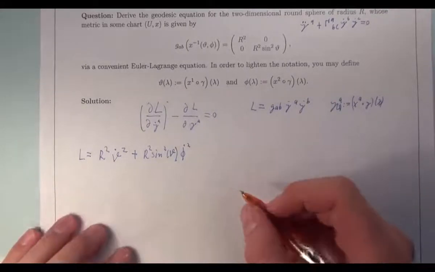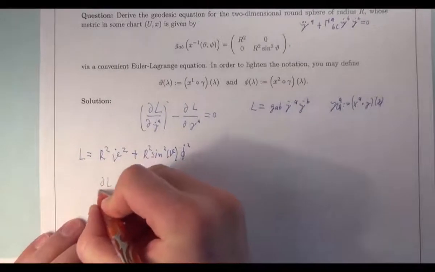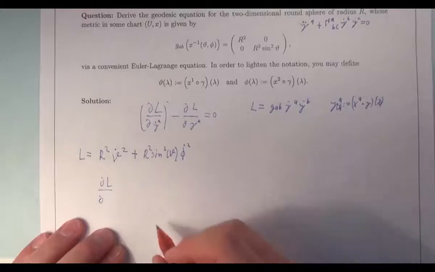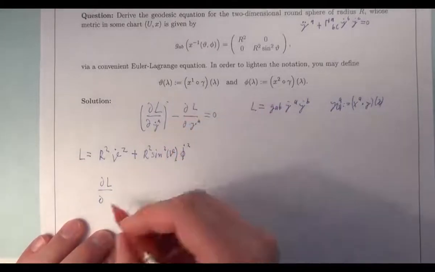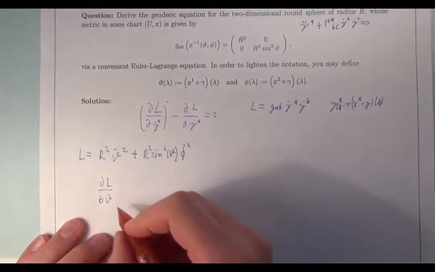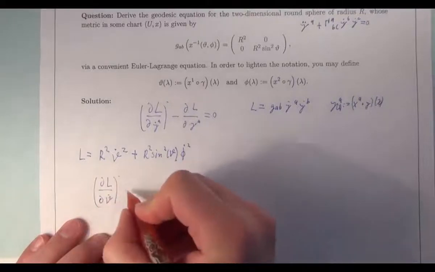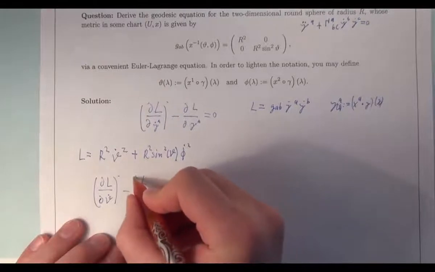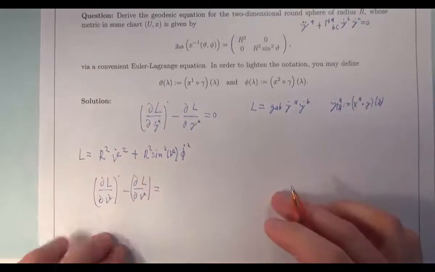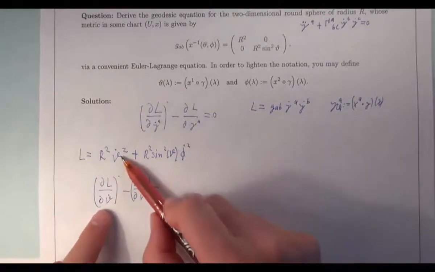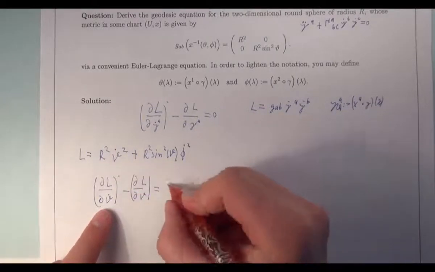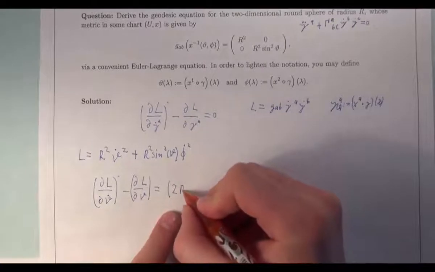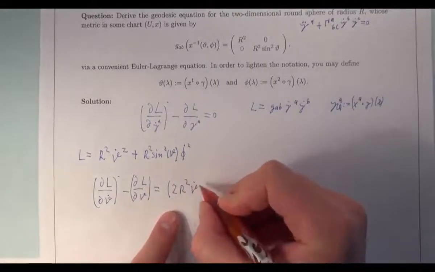Now we do that. We first do the first derivative with respect to the first entry, and the first entry was theta. d/dλ of dL after d theta dot, minus dL after d theta. Deriving this, we see that the first part gives 2 times r squared times theta dot.